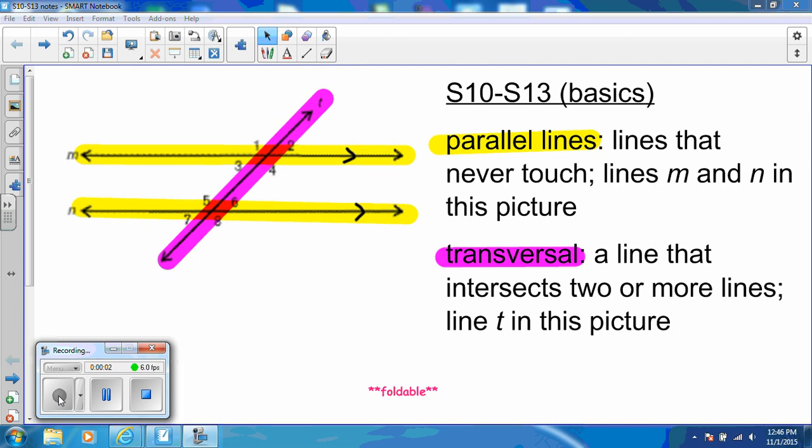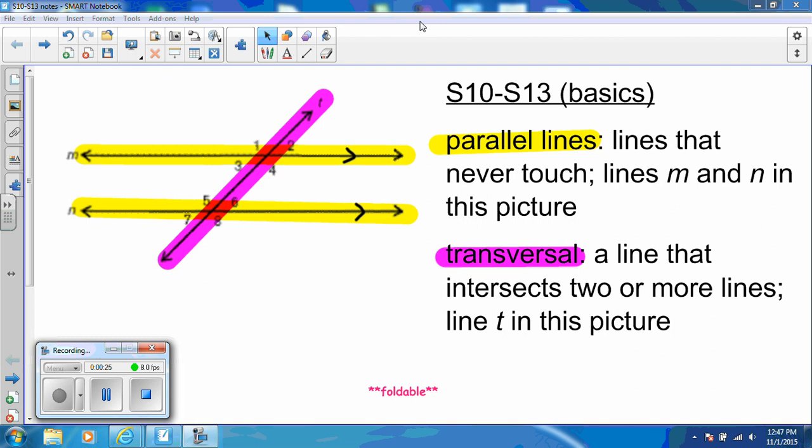Hi everybody, we're starting standards 10 through 13, all about parallel lines and a transversal. So here you see two parallel lines, the yellow ones here, and we know they're parallel because of these arrows right here. Those arrows, when you see arrows on lines, that means they're parallel to each other. Remember, parallel means they never ever touch.